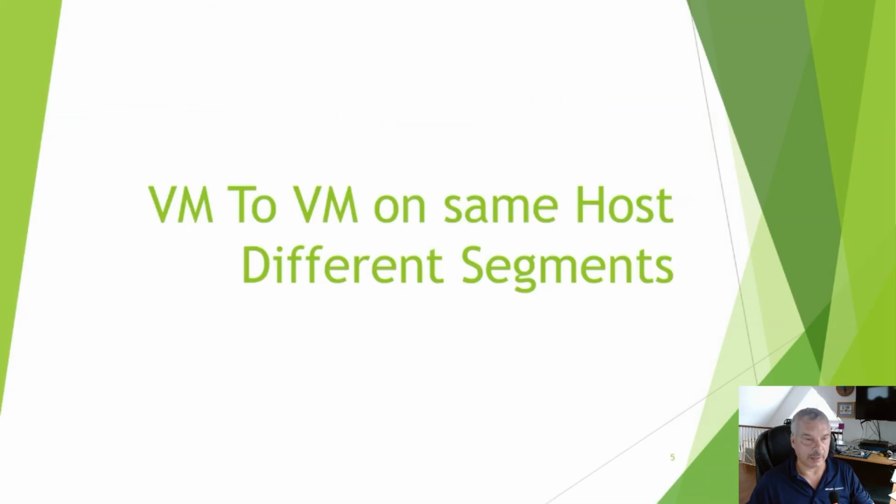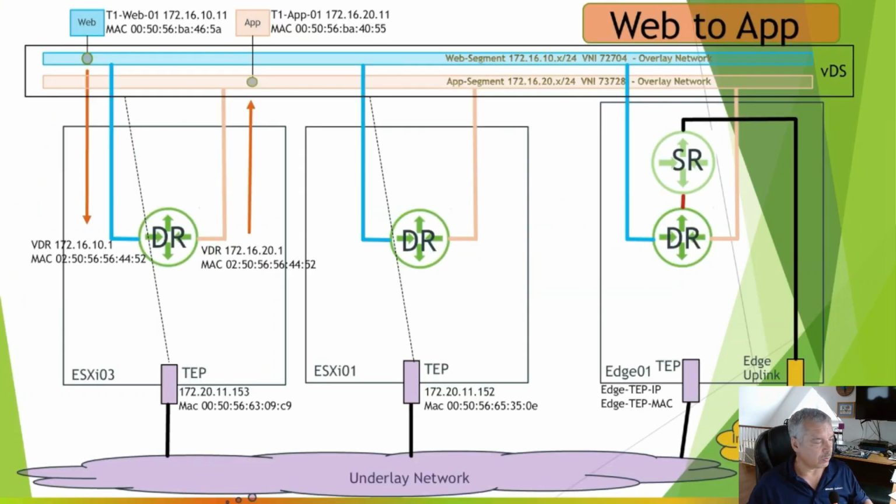Let's take a look at the command line stuff. Let's look first at VM to VM on the same host. In my lab environment, I've got host 3. I've got Web 1. There's its IP address, 172.16.10.11, and its MAC address is 46.5A, whatever. Then the app VM we're going to ping is 172.16.20.11. It's on the app segment. The MAC address over here is 4055, and they go through the distributed router, right?